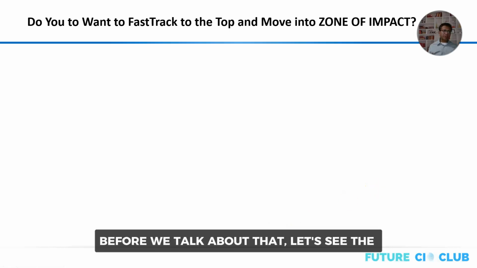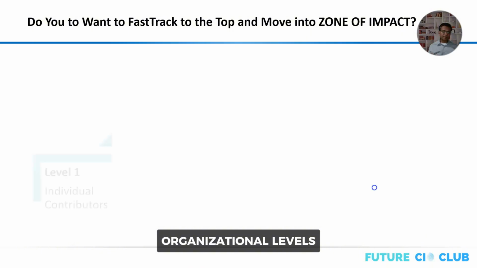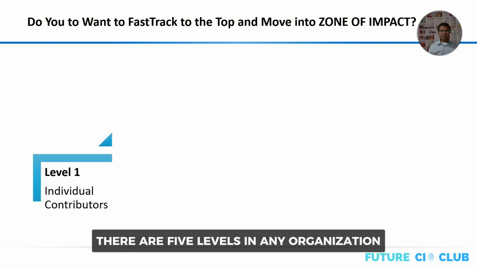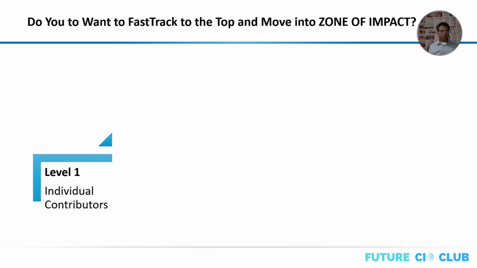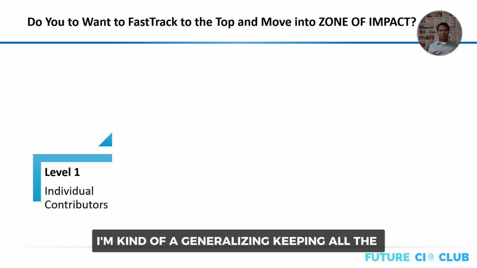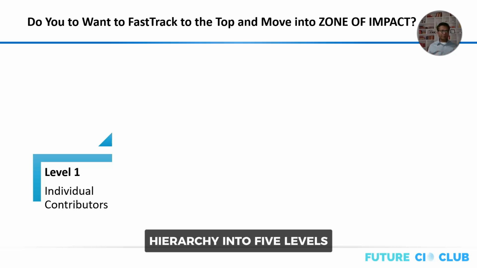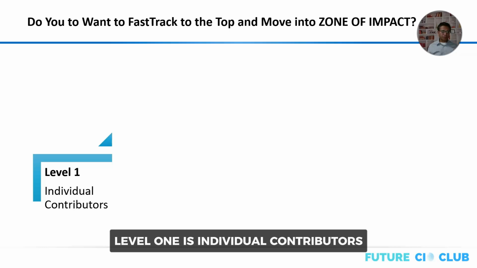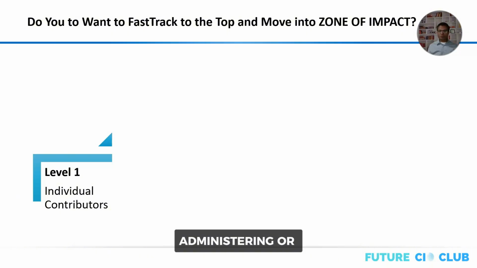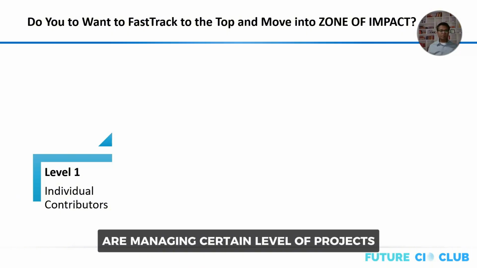Before we talk about that, let's see the organizational levels. There are 5 levels in any organization. It can be a $1 billion company or a $100 billion company. I'm generalizing, keeping all the hierarchy into 5 levels. Level 1 is individual contributors. They don't have anybody reporting to them and they are the ones working at programming or administering or managing certain levels of projects.